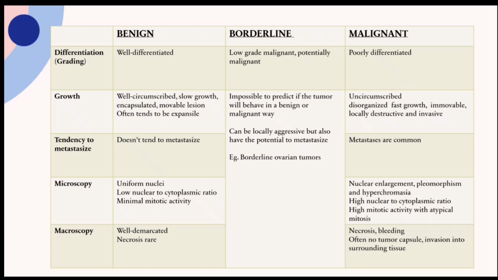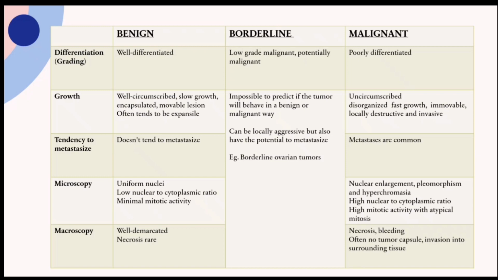Here is a table that summarizes all of the important information that you should mention during your final exam. You should know how these tumors differ from each other based on the differentiation, so the grading basically, the rate of growth, the tendency to metastasize, and something about the microscopy and the macroscopy. It would be very nice if you could give some examples for each of these as well.